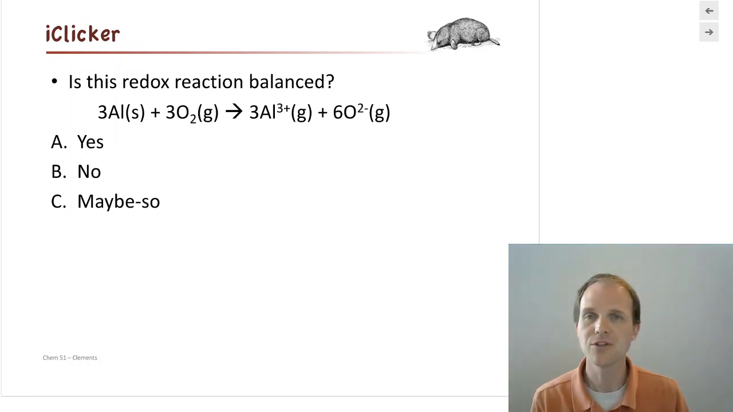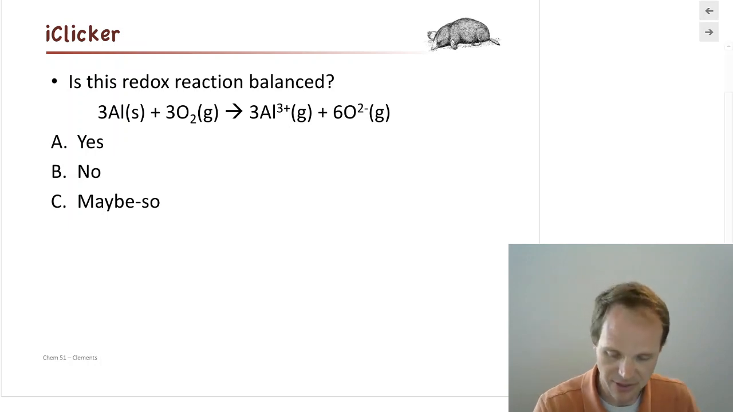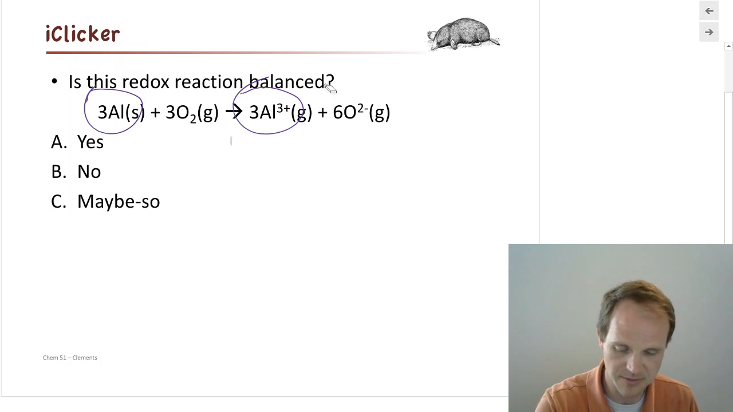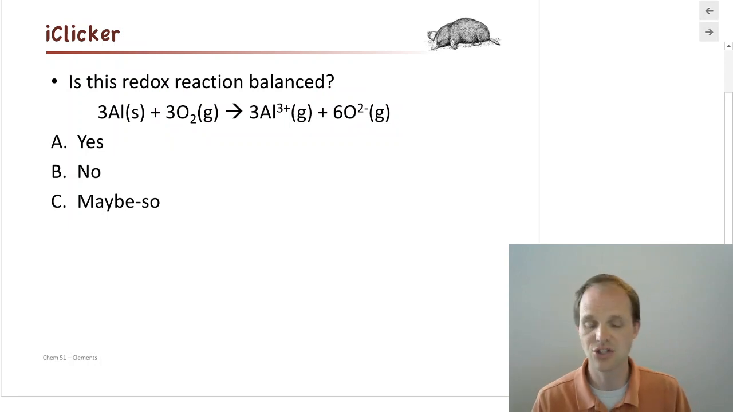Okay, what did you come up with? Well, hopefully you looked at mass balance. We've got 3 aluminums and 3 aluminums, we're good. We've got 6 oxygens and 6 oxygens, we are good. Then you looked at charge balance.